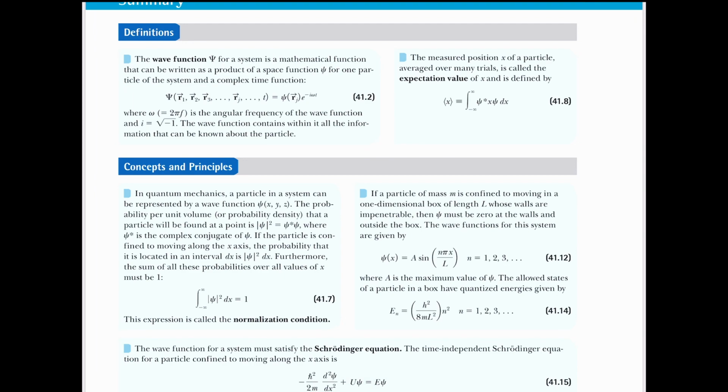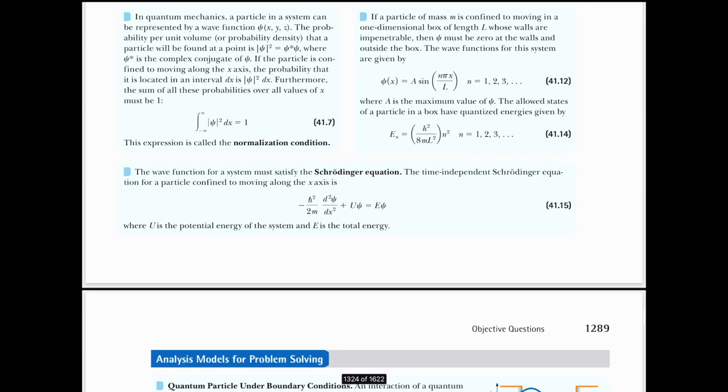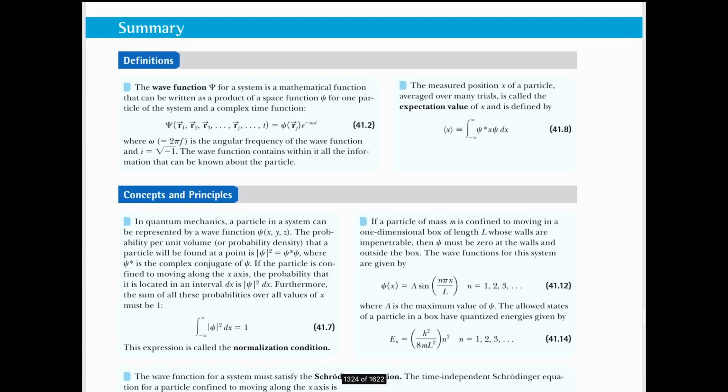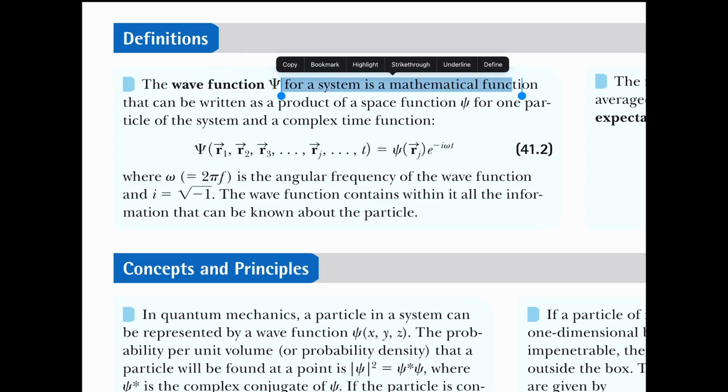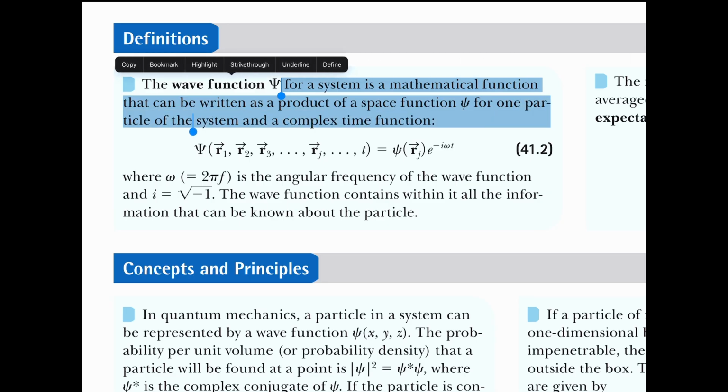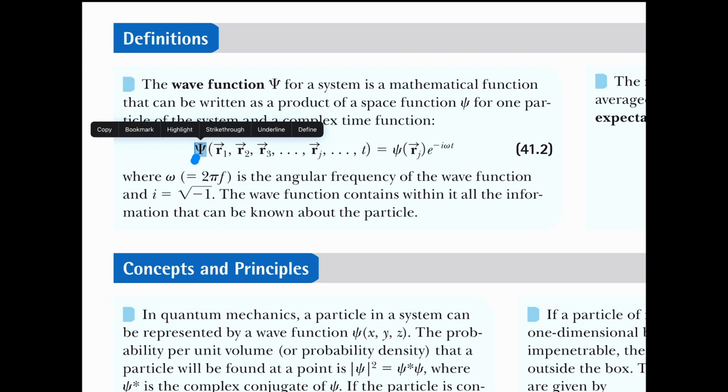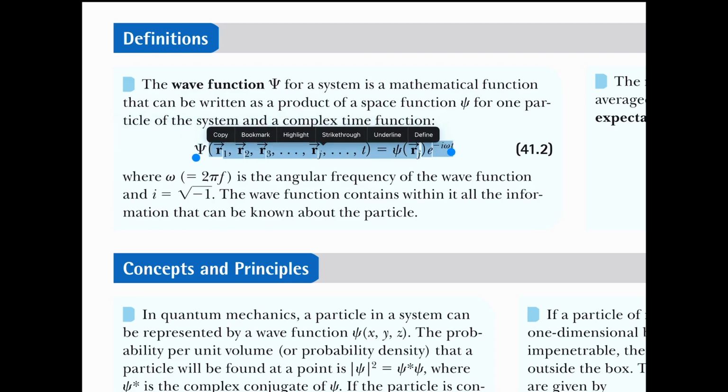Let's take a look at the definitions and concepts and principles here. Maybe it'll kind of solidify the chapter for us. So we have the wave function psi for a system. It's a mathematical function that can be written as a product of a space function for one particle of the system and a complex time function. And they show you the entire function over here.